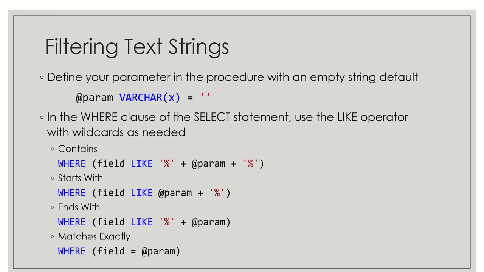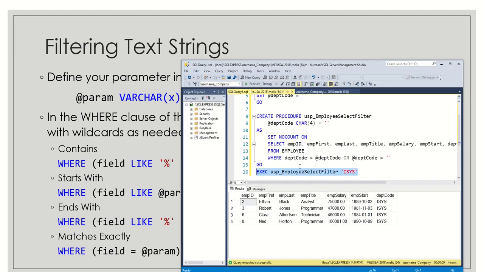Now, our next step, the second type of filtering that we're going to look at, is filtering by text. So this could be useful on any of the text fields that we have. So emp first, emp last, emp title. You could use it as depth code, but typically we wouldn't do something like that on a foreign key field.